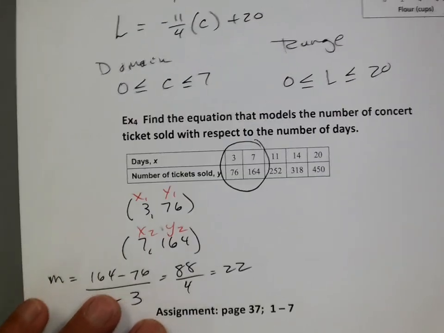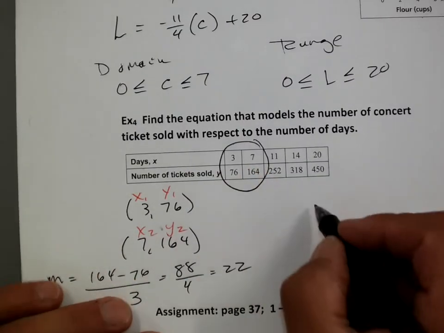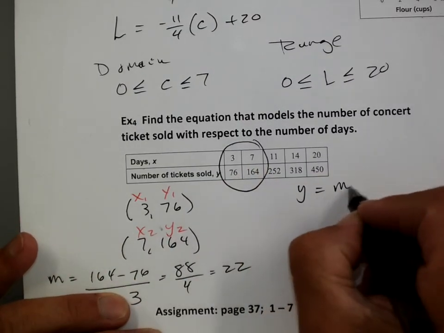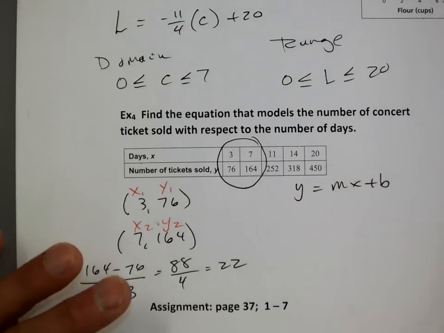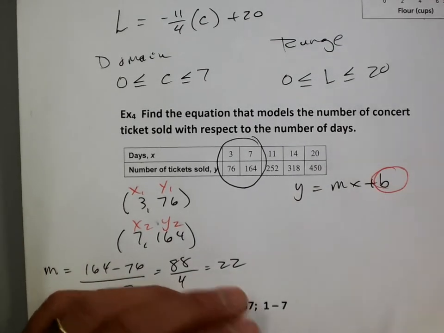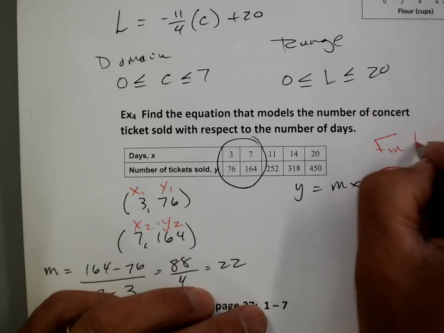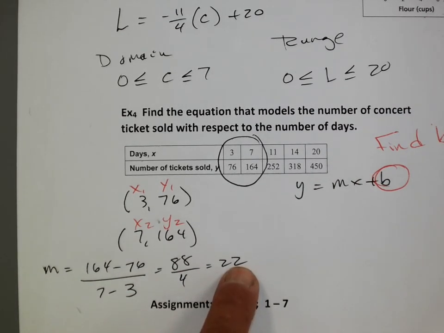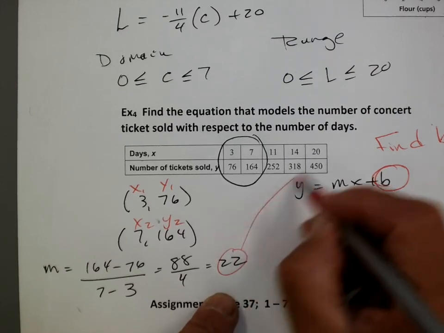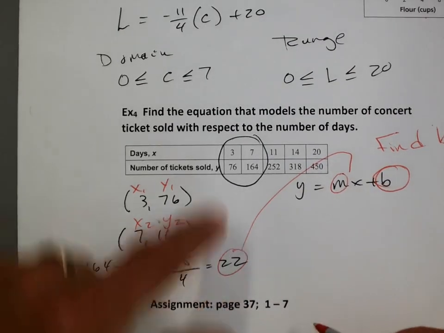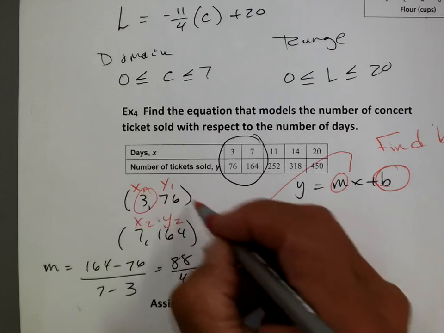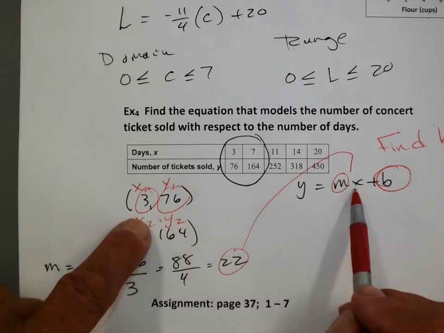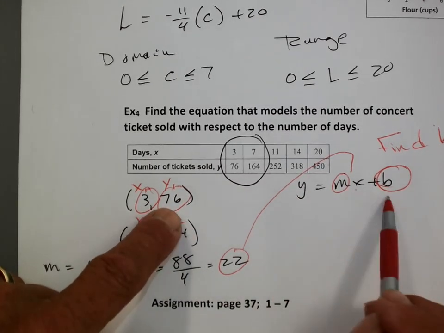Now I need to know my y-intercept. So what I'm going to do is go back to my equation, y equals mx plus b. I need to find b. Okay, got an equation. I have a slope. So let's put 22 there. I've got an x and a y, right? Let's put an x there and put a y there, and we can find out what the b is.